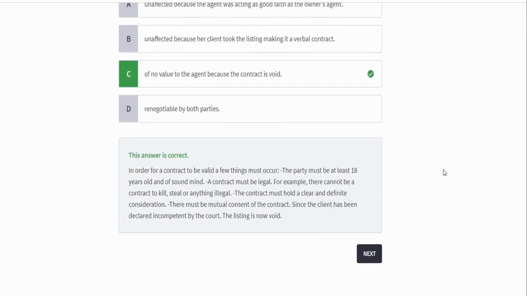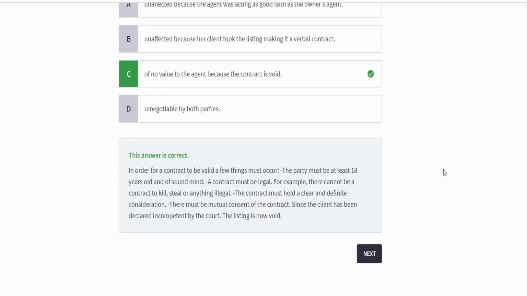When we discuss our contracts, there's a couple different things that we have to remember. In order for a contract to be valid, the party must be 18 years old and of sound mind. That part is super important for our question, of sound mind. And then a contract obviously must be legal. So for example, there cannot be a contract to kill, steal, or anything illegal. And obviously the contract must hold a clear and definite consideration, which means there must be mutual consent of the contract. Since the client has been declared incompetent by the court, the listing is now void.